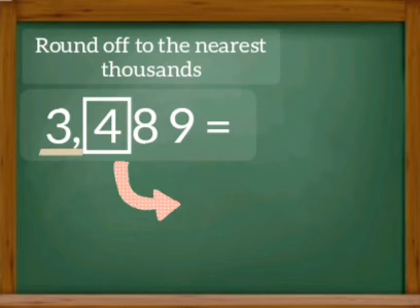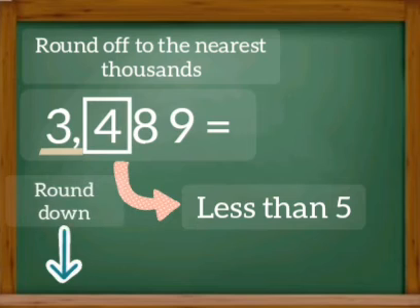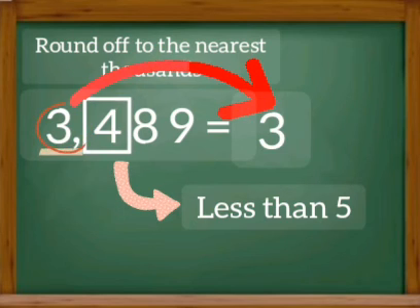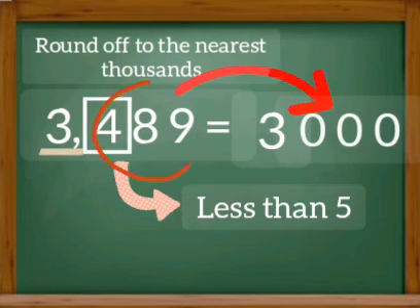Now let's check the digit in the box. If you can see, it is a 4. So if the digit is less than 5, in this case it is a 4, then we round down. So when we round down, that means we are going to leave the digit in the thousands place as how it is. And the remaining digits, we are going to turn to zeros. So 3489 rounded off to the nearest thousands is 3000.